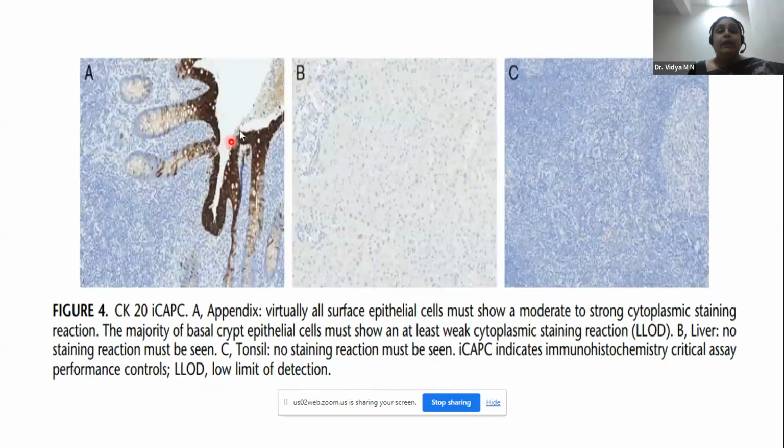Look at CK20. Appendix is taken up here, and there's a very good staining of the surface, but when it comes to the crypt lining, it is very dim expression. So you have high expression, low level of expression. Obviously, liver should not show any staining, and your tonsil also should not show any staining. So you have negative and positive.